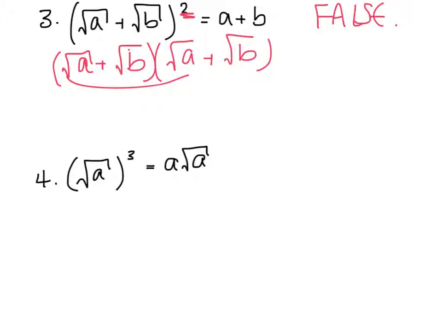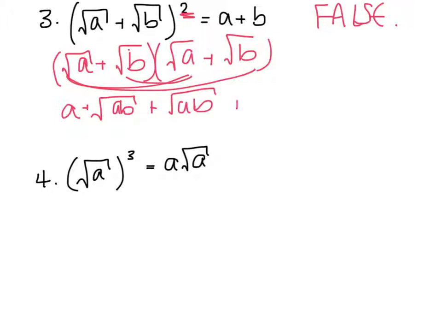A times root A is A. Root A times root B is root AB. And we've got another one of those. Plus a B. So yes, we have got A and B, but we'd be missing this middle term here. So when we collect all that up together, it actually ends up being that.